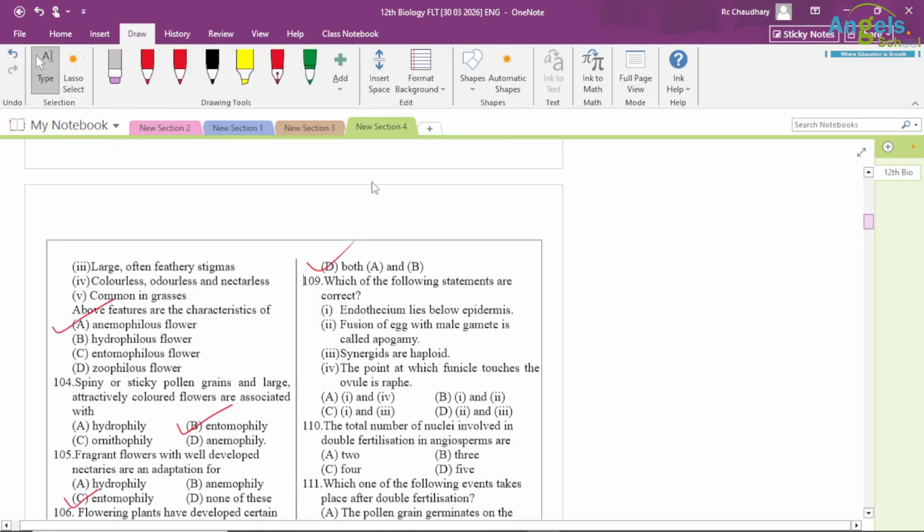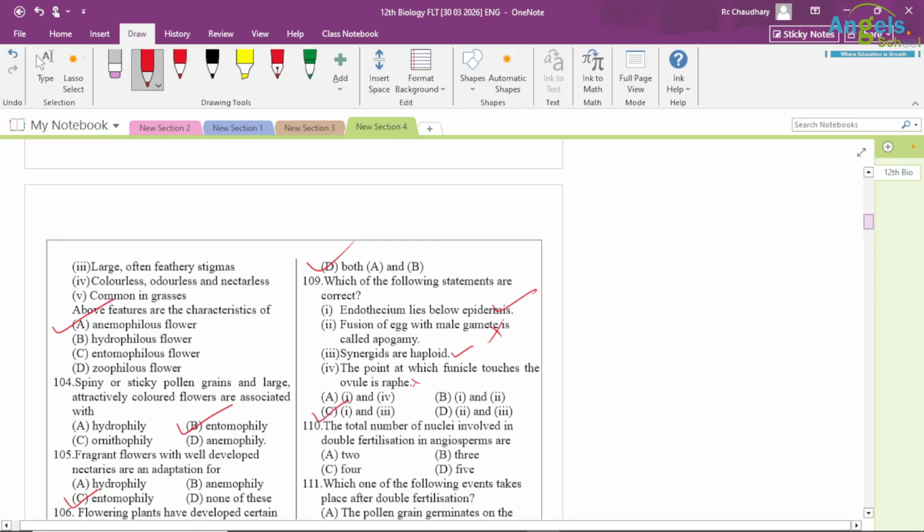Which of the following statements are correct? Endothecium lies below epidermis, so correct statement. Fusion of egg with male gamete is called apogamy, wrong statement. Synergid is haploid, again correct statement. The point at which funicle touches the ovule is raphe, so again wrong option. Okay, so statements 1 and 3 are correct, so C option is correct.